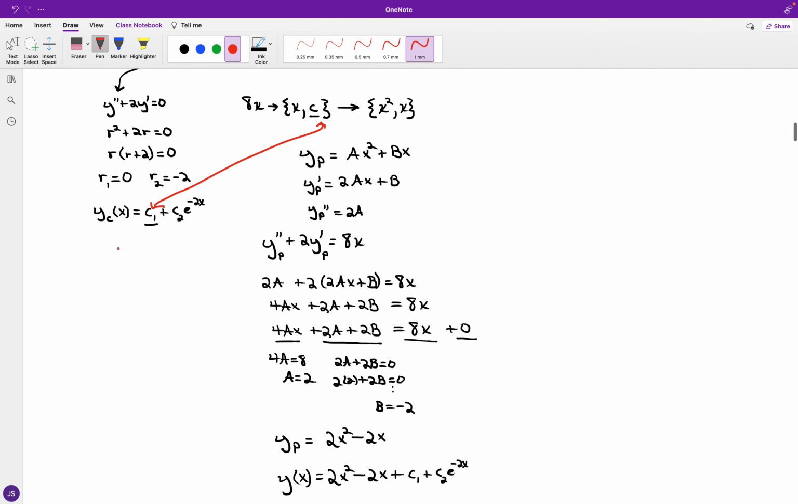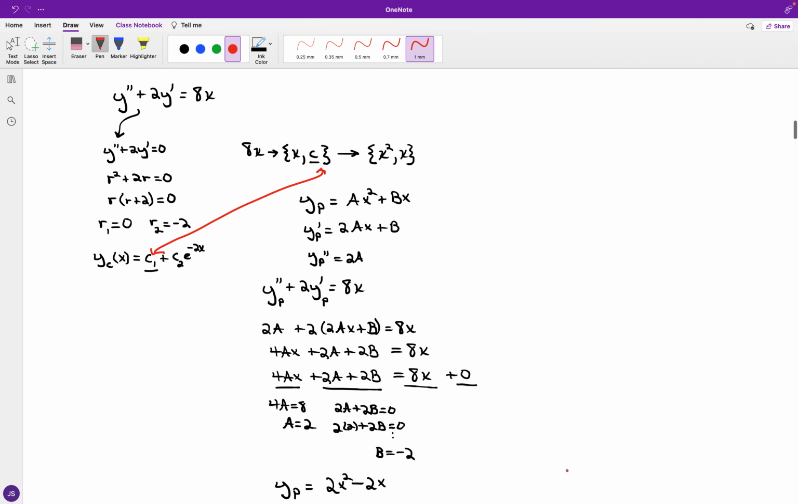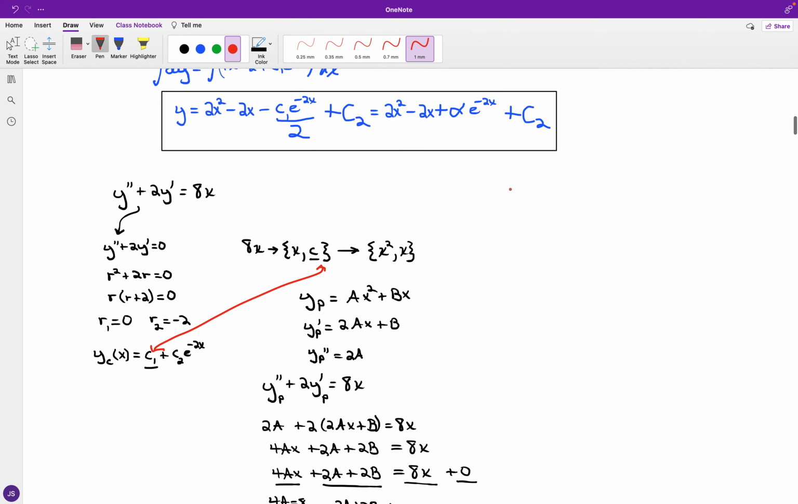And including what we have with the complementary, y of x is equal to 2x squared minus 2x plus c sub 1 plus c sub 2 times e to the negative 2x. And guess what? That is conceptually identical to what I have with this other methodology.